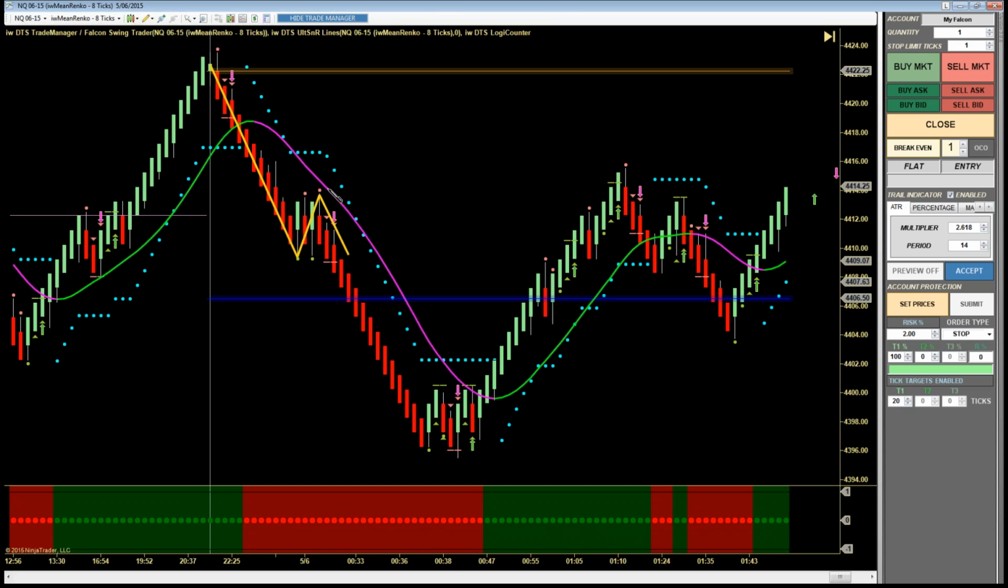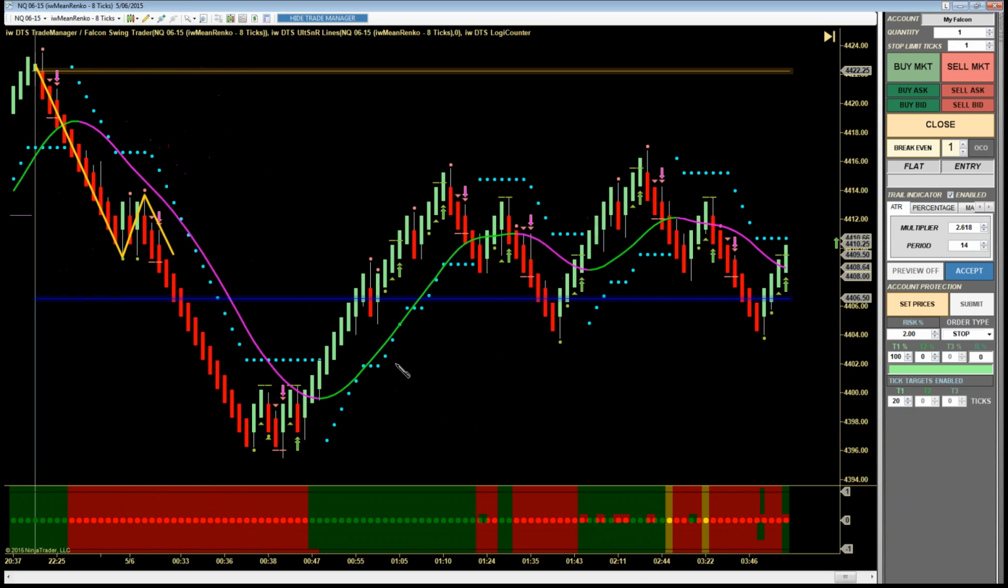Now, all signals on DTS are produced the same way. They start with a warning dot and an audio signal. After that, they're followed by a triangle and a hash mark. That tells us that the signal is complete and ready to make a decision. So we got a sell signal here to the downside. Good follow through on that.